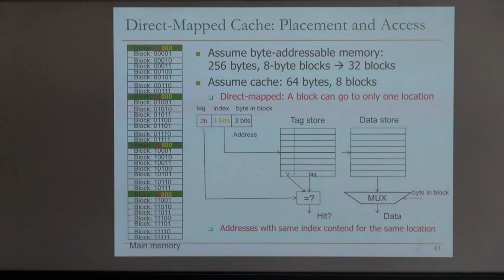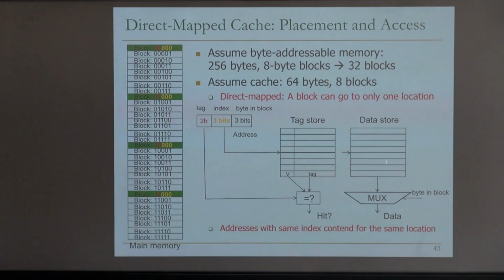So if you access block 0 for the first time, you bring it into this location, you set the valid bit, set the tag to 00, and the index is clearly all zeros because it's block 0, and you place the block over here. In the next access, you use the same index, you go to this place, you get a valid bit, and the tag matches: 00 you stored here and 00 you have here. As a result, you get the data, for potentially a different byte in block.